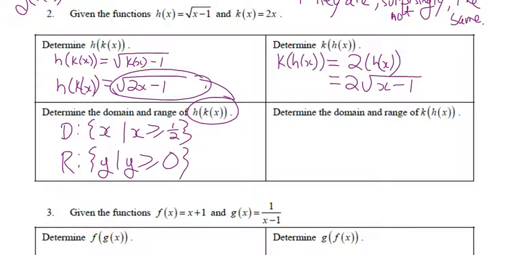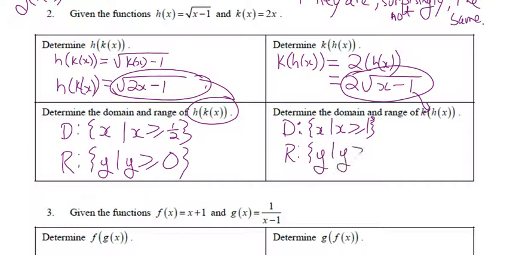Determine the domain and range of k of h of x. So now we're talking about this. Domain is x is greater than or equal to 1. It doesn't touch zero. Yes, it does. And the range. Y is greater than or equal to 0. Okay, and again we have a radical, so y is greater than or equal to 0.